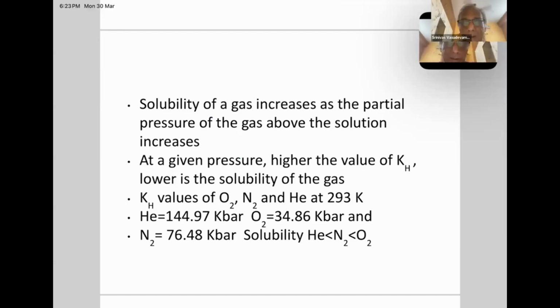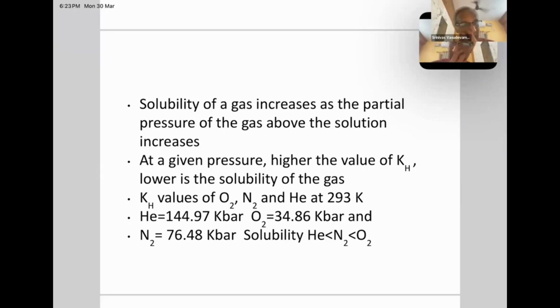I have taken three gases here: oxygen, nitrogen, helium. Helium, KH value is 144.97 kilobar. Oxygen, 34.86 kilobar. Nitrogen, 76.48 kilobar. So helium has got the maximum KH value, so it has got the least solubility. And then oxygen has got the minimum KH value among the three gases. So you can say oxygen is most soluble in water when compared to helium and nitrogen. So solubility: helium less than nitrogen less than oxygen here. So higher the value of KH, lesser is the solubility.